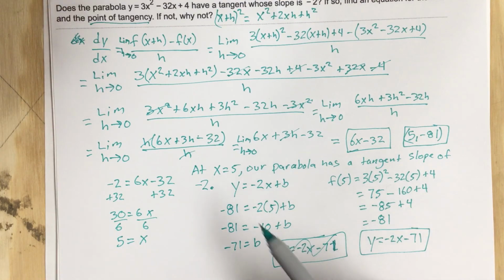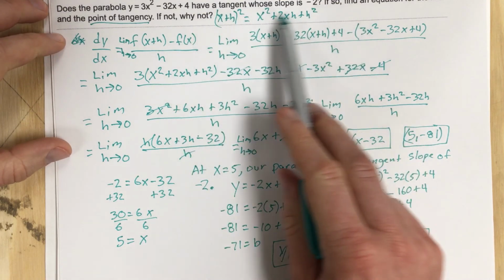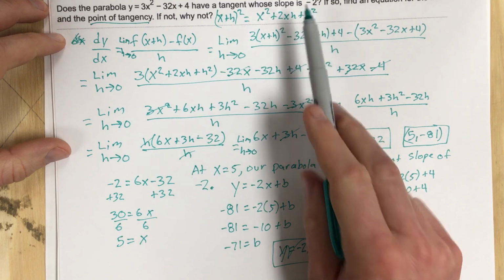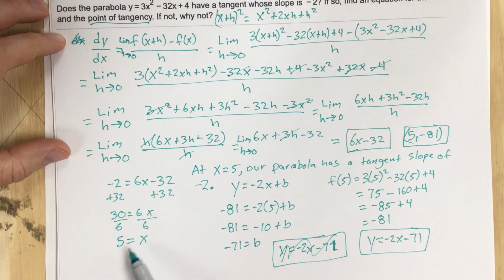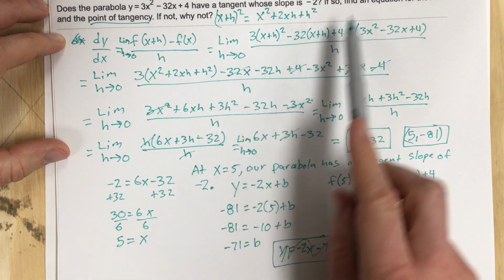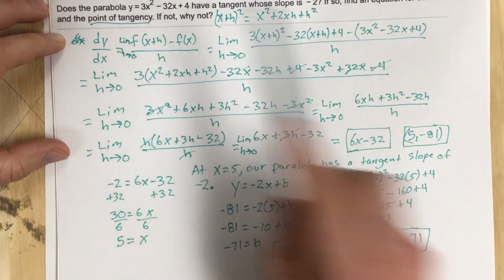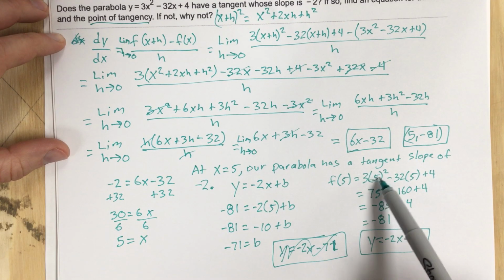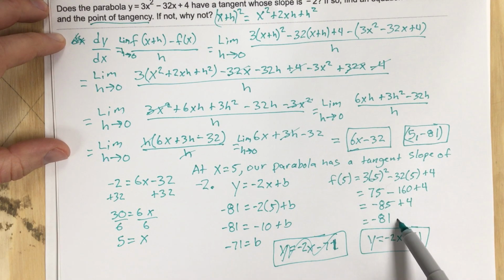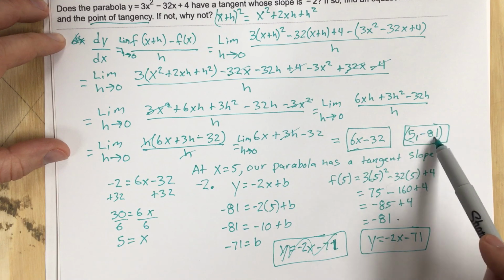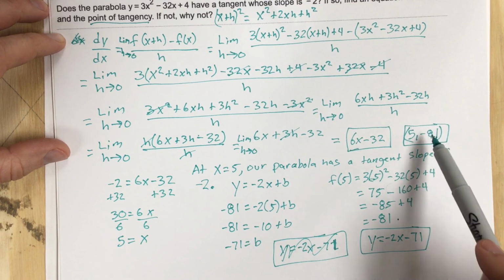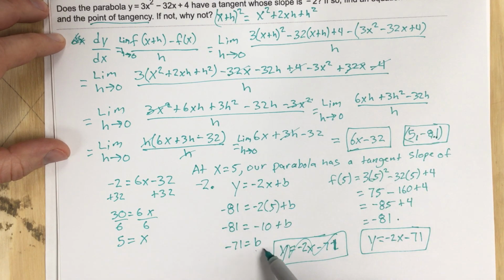So yes, it has. It asks a question: does it have a slope of negative 2? Yes, we did that right here. We found the x value at 5 has a slope of negative 2. And it wants us to find an equation for the line and the point of tangency. So the point of tangency, we plugged in 5 here to find the y value. Got negative 81. So 5, negative 81 is the point of tangency. We use that point to write the equation for the tangent line at that spot.